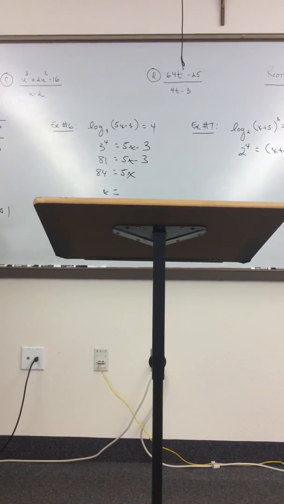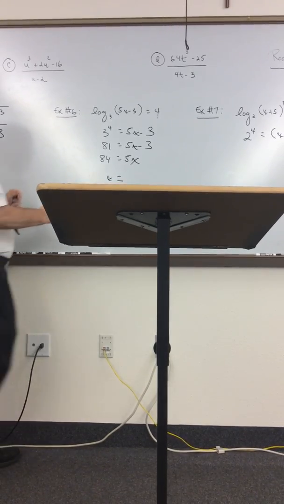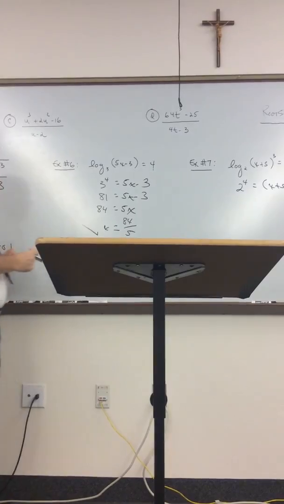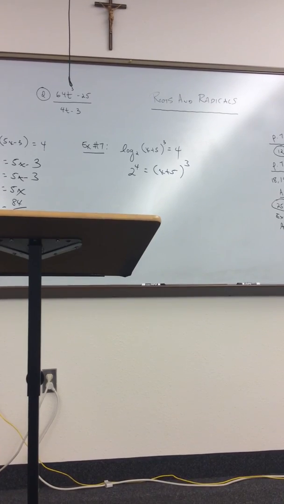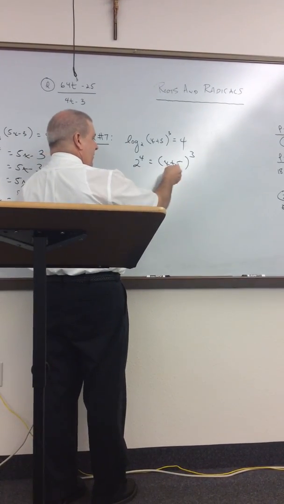You're not doing no calculator. There's no decimals here. Exact answers. Howard? 84 over 5. That's an exact answer. You're not going to divide with your calculator and go to 3 decimal places. That's an exact answer. 84/5. Done.